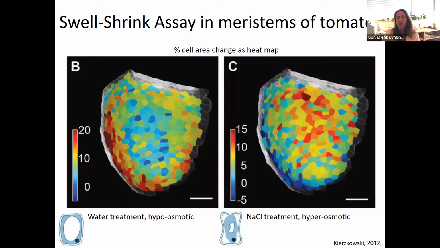And so what they ended up concluding from this is that the different cells within the different areas, whether you're at the sides or on top of that stem cell niche, actually exhibited different mechanical behaviors with respect to their elasticity.